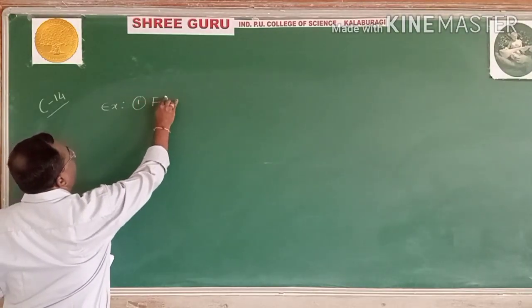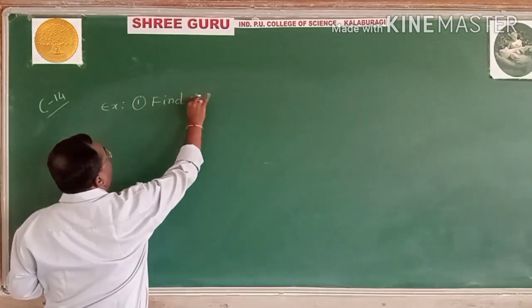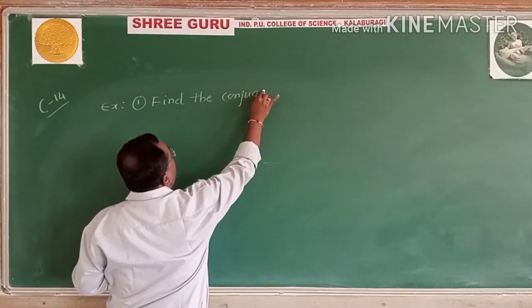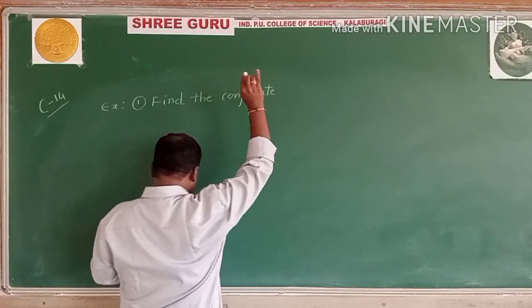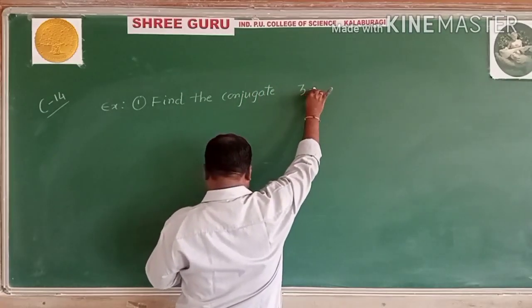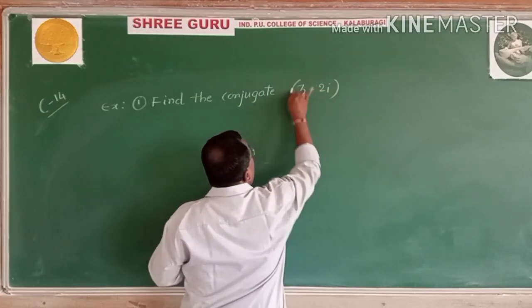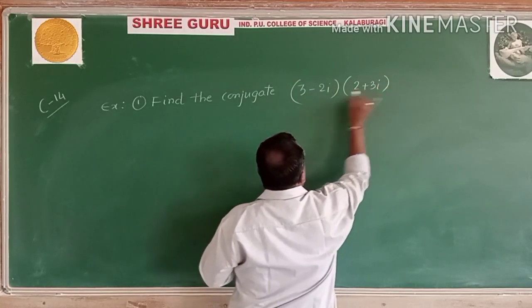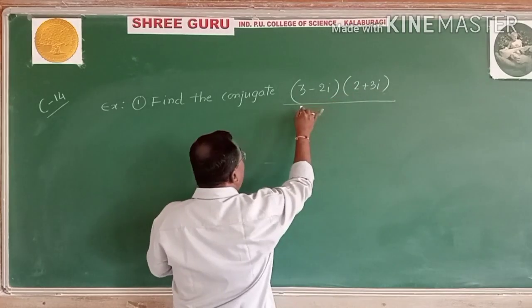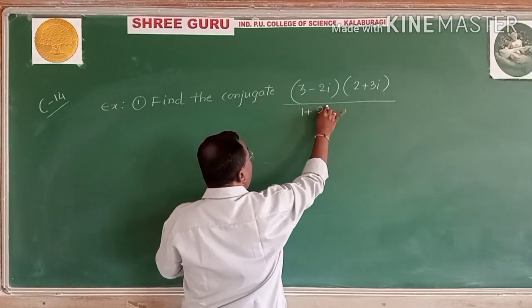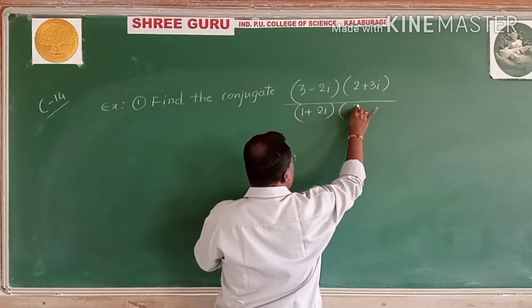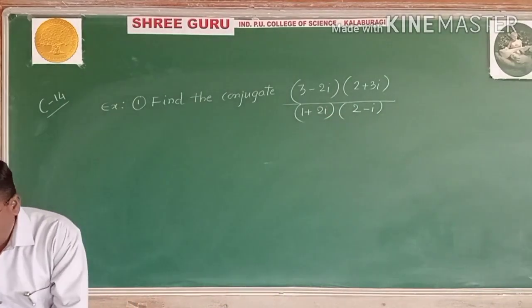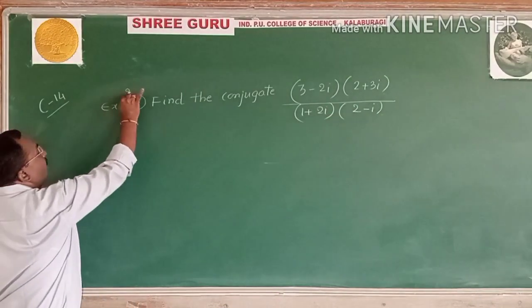Find the conjugate of 3 minus 2i into 2 plus 3i divided by 1 plus 2i into 2 minus i. That is a 2 marks example.